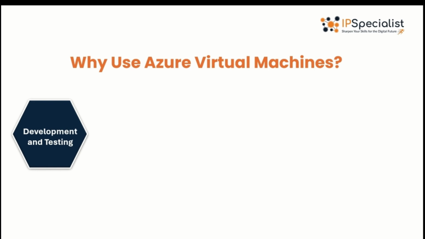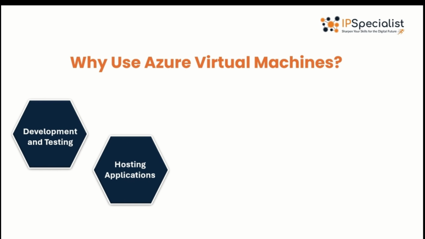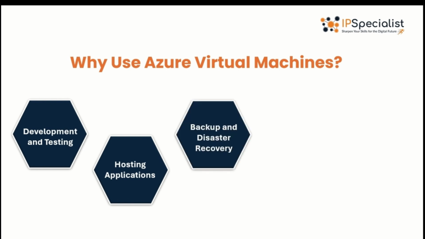Next one is hosting applications. Azure virtual machines are ideal for hosting web applications, backend services, or enterprise software. They provide high availability and scalability that ensure applications can handle varying levels of demand. Next is backup and disaster recovery. Organizations can use virtual machines for data backup and as part of their disaster recovery strategy. If a primary system fails, VMs can take over quickly, minimizing downtime.